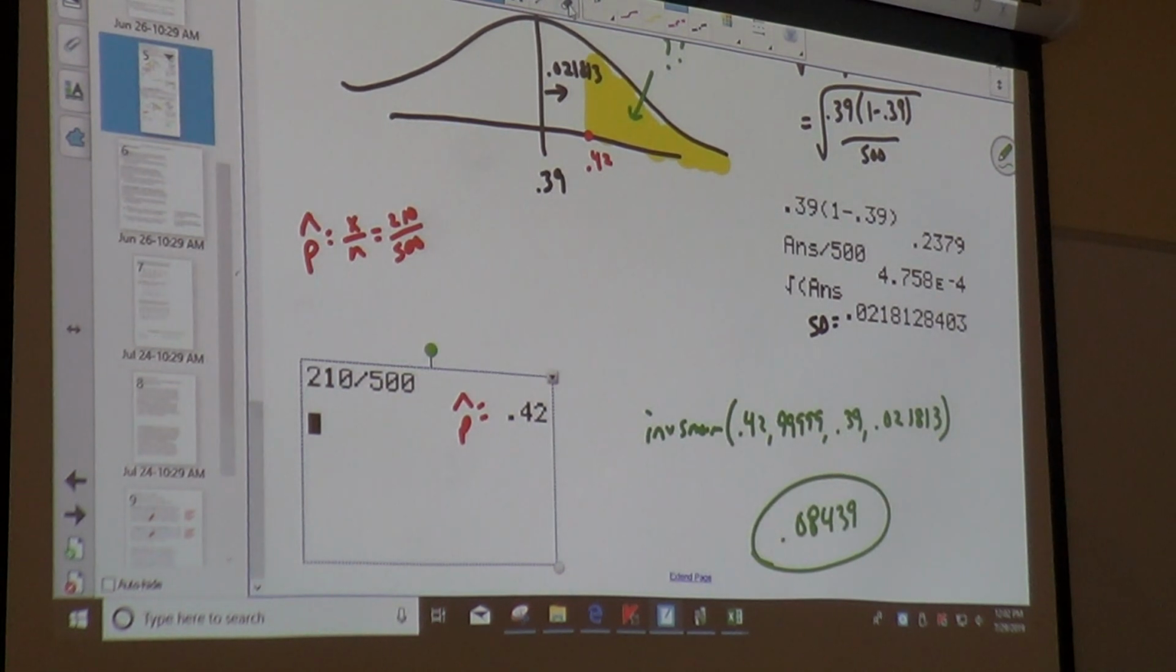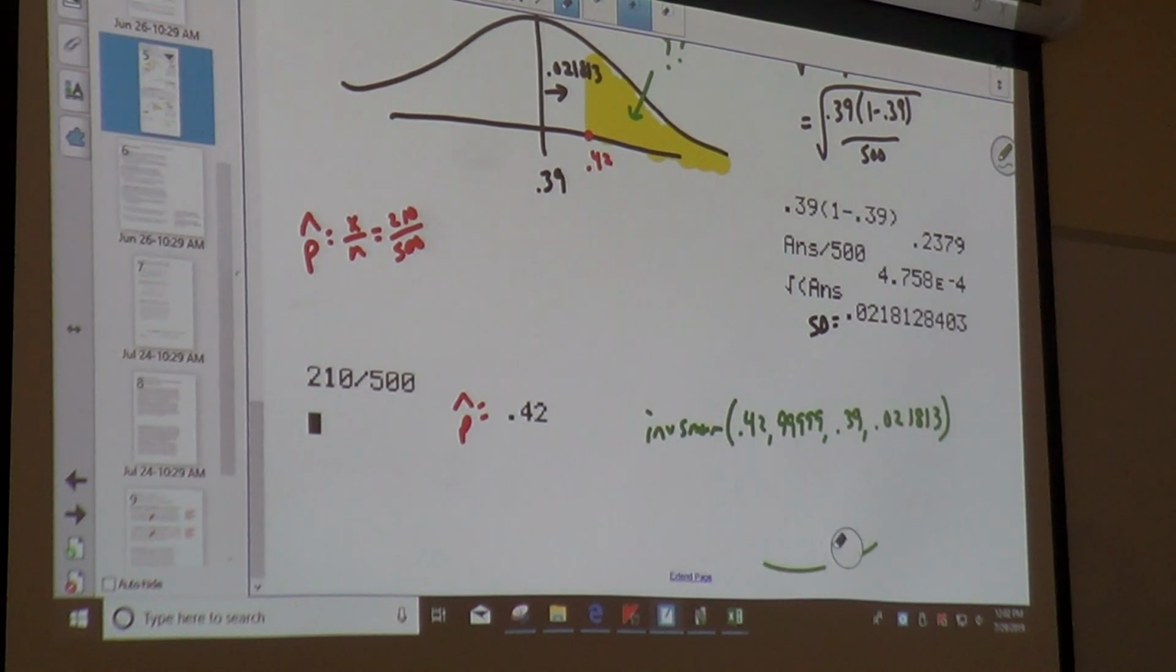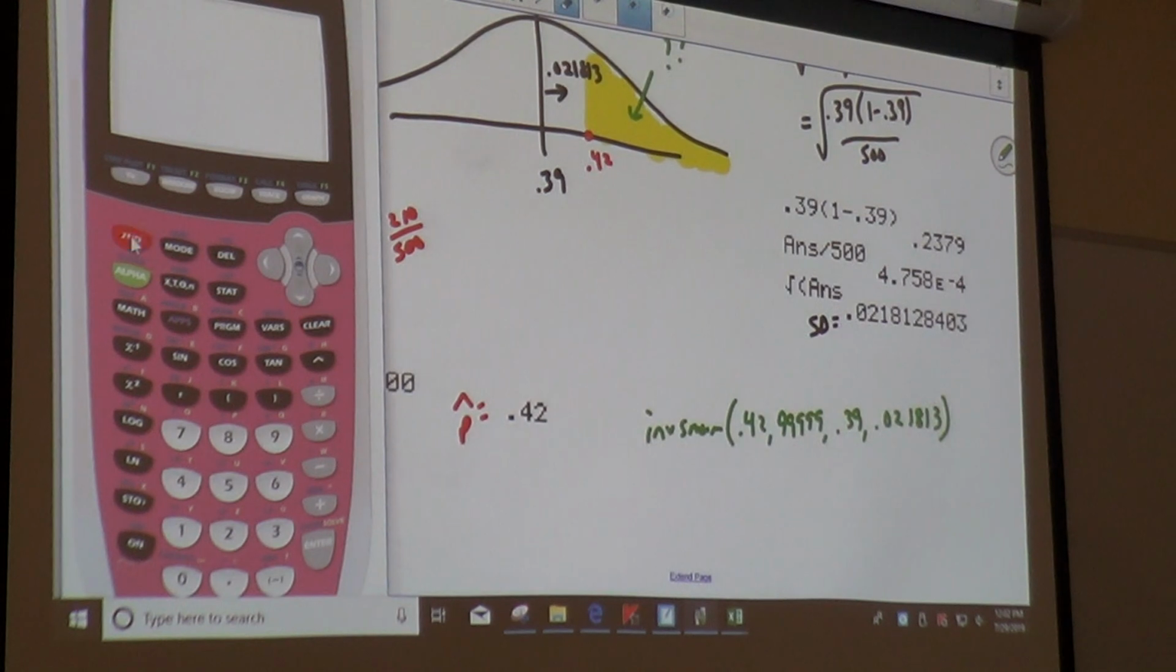Let me plug it in then. That's what was on the paper, so let me see. So if I do second bars, inverse norm, 0.42, comma, 99999, comma, 0.39, comma, 0.021813.